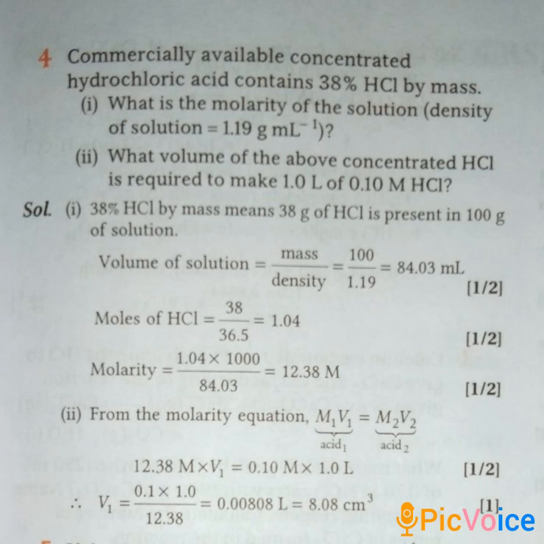Now second part, from the molarity equation, M1V1 equals M2V2. Now the first concentrated acid we are taking as number 1, and the second one which we are going to prepare, 1 liter of 0.1 molar HCl, that is acid 2. So concentration, that means M1, we have calculated, which is 12.38. So 12.38 into V1 equals 0.1 into 1 liter. So V1 can be calculated, 8.08 comes out to be 8.08 centimeter cube.